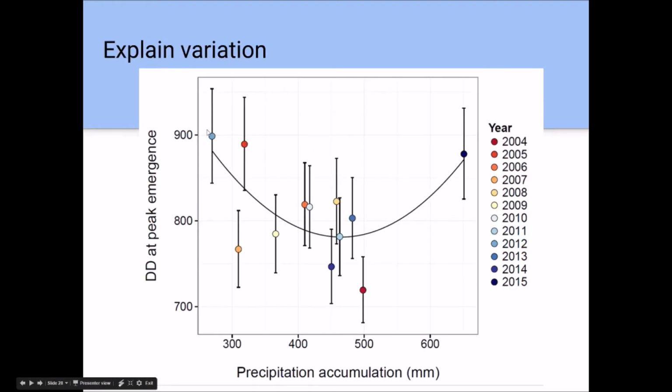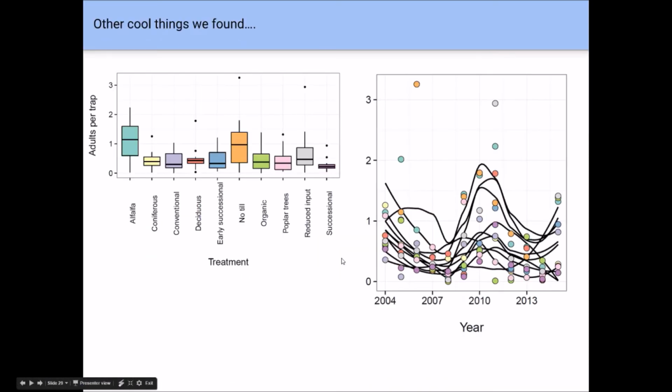So the degree day accumulation at peak emergence had this polynomial relationship with precipitation accumulation. So in extremely low precipitation years and extremely high precipitation years, we actually had a delay in emergence. So this is actually a pretty nice example of the decoupling of multiple drivers of phenology on the activity of a species. And so we also found some other cool things.